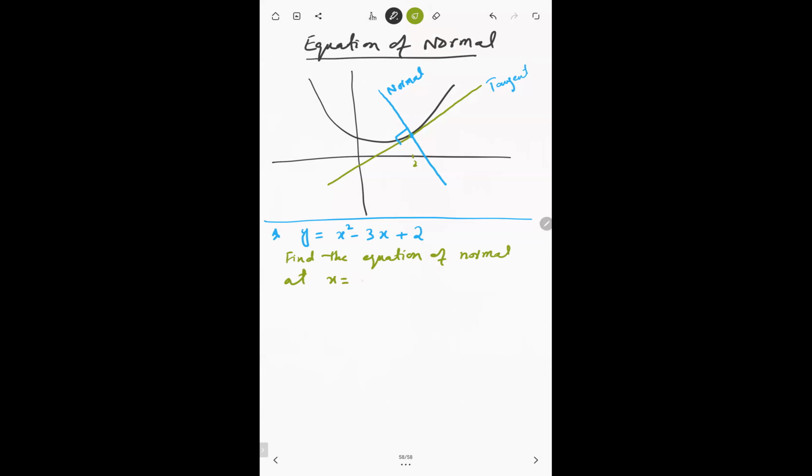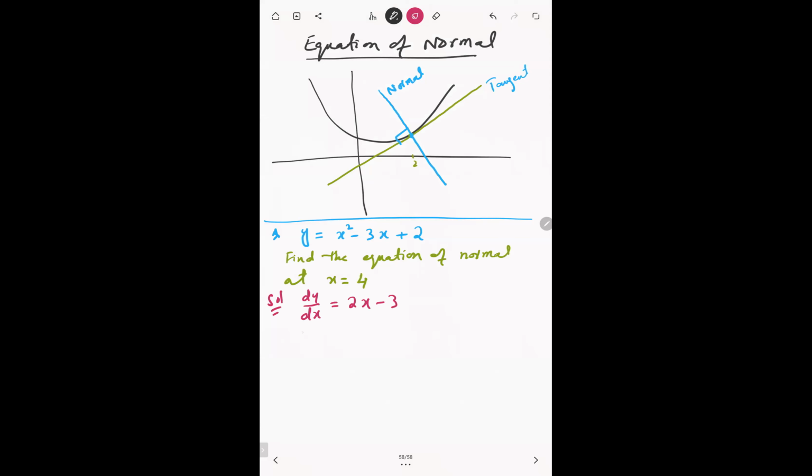Okay, let's start. So we know that to find the equation of normal, we need the gradient of normal. To find the gradient of normal, we need the gradient of tangent. And how to get the gradient of tangent? By differentiation. So differentiate the above curve, you will get dy by dx is equal to 2x minus 3.